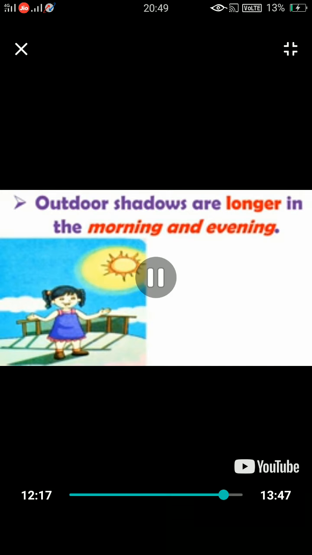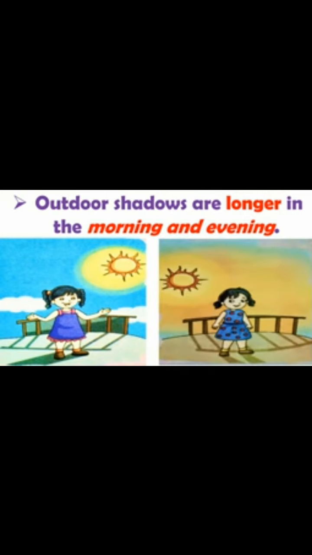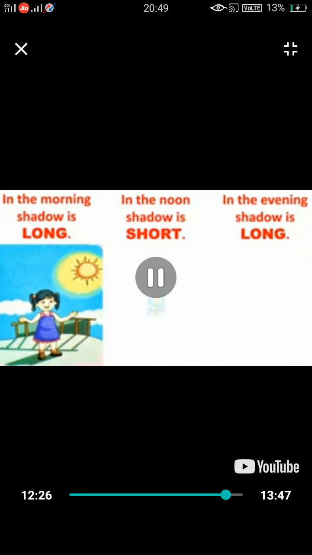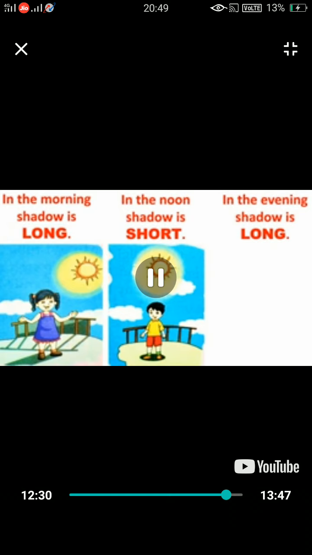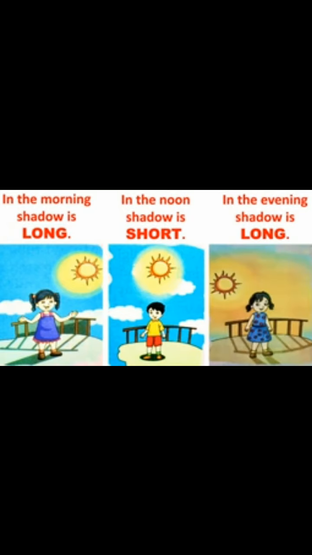Now see, outdoor shadows are longer in the morning and evening. See, in the morning, a long shadow, and in the evening, again a long shadow. In the morning, the shadow is long, we have seen. At noon, what happened? Our shadow becomes very short, and in the evening, the shadow is long.